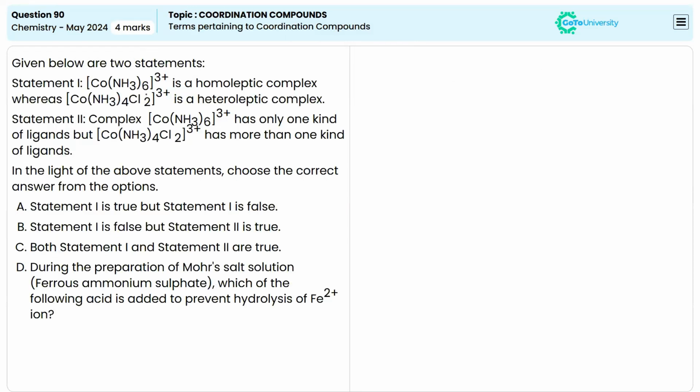Next we have two statements. In the first statement it is given that [Co(NH3)6] is a homoleptic complex.